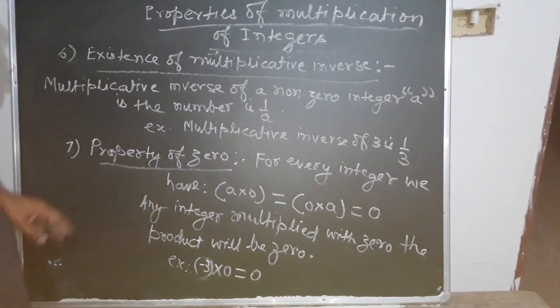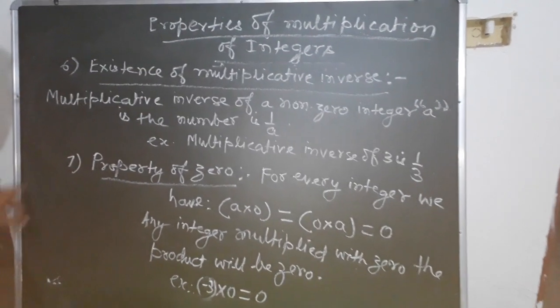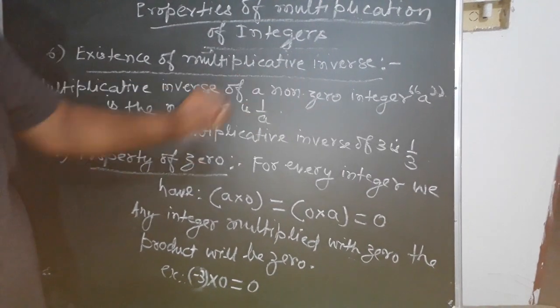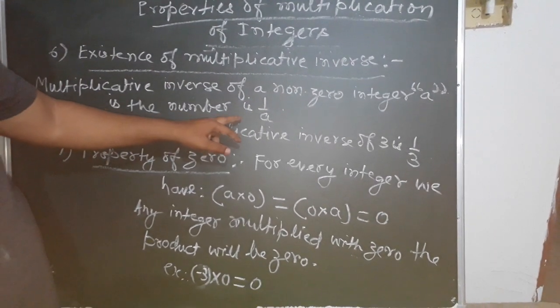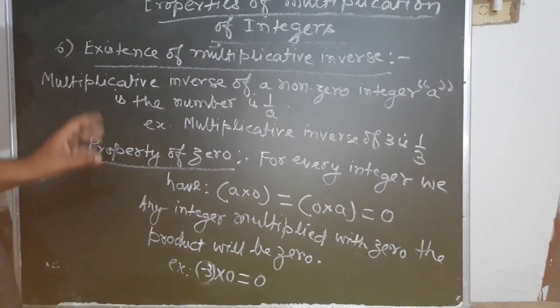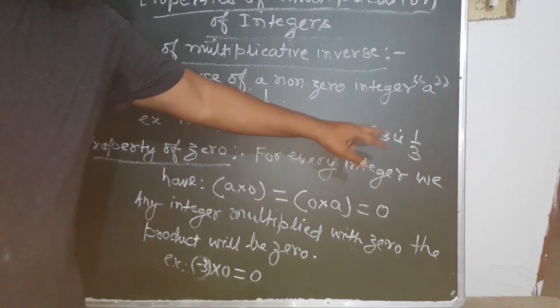Property 6, existence of multiplicative inverse. Multiplicative inverse of a non-zero integer a is the number 1 by a. I am giving you one example. Multiplicative inverse of 3 is 1 by 3.